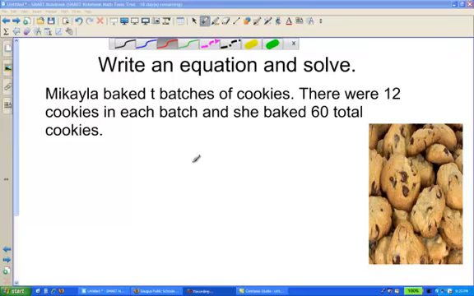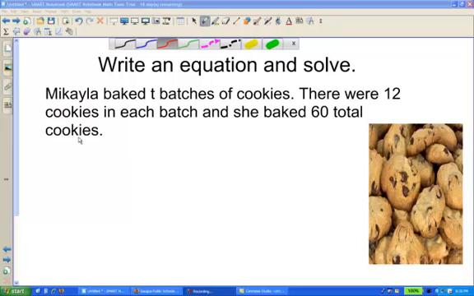Wow, writing an equation and solving an equation never tasted so good. Look at those cookies over there. Michaela baked 2 batches of cookies. There were 12 cookies in each batch, and she baked 60 total cookies. So we have to write an equation and solve it. Well, what operation are we going to be doing here?